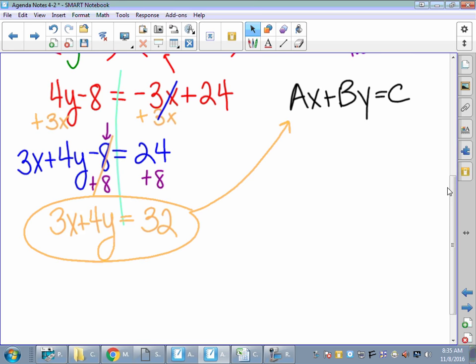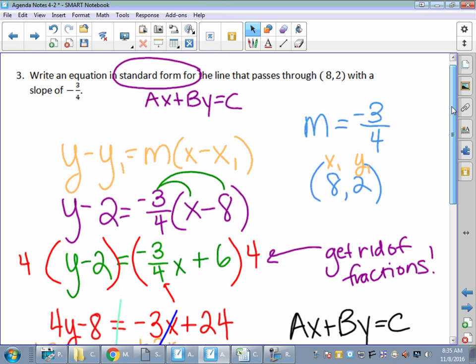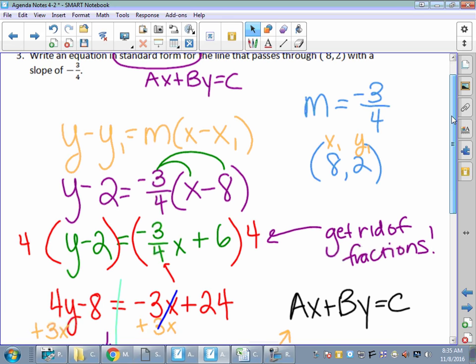So this is about a couple of things. This is about using point slope. This is about recognizing standard form, getting it into standard form with everything, variables together, and no fractions. So those ones are probably the ones that people struggle with the most because there is a lot of work required, but we did write that equation in standard form.